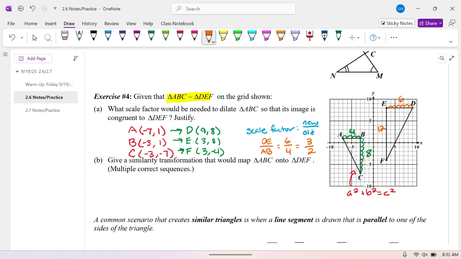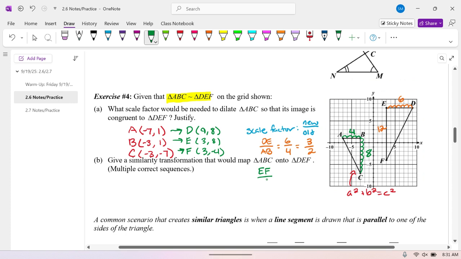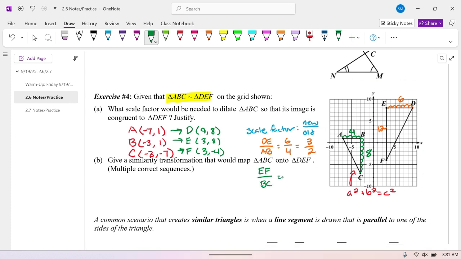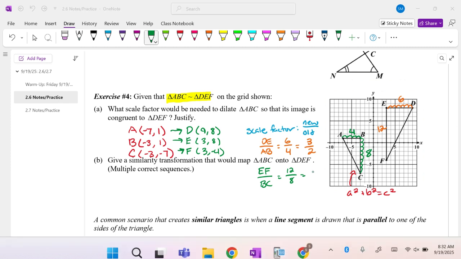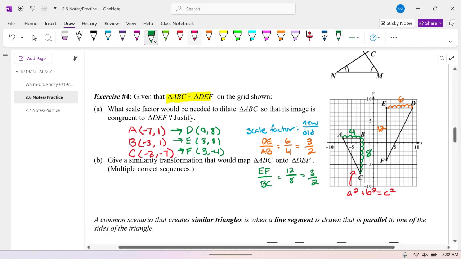Now, I'm going to double check that the proportion from EF to BC is also 3/2. All right. So EF is proportional to BC. So that would give us 12 over 8, which simplified down to what? 3/2. So our scale factor is 3/2.